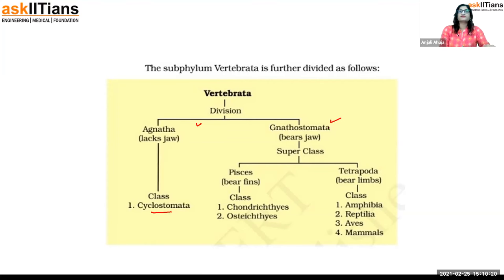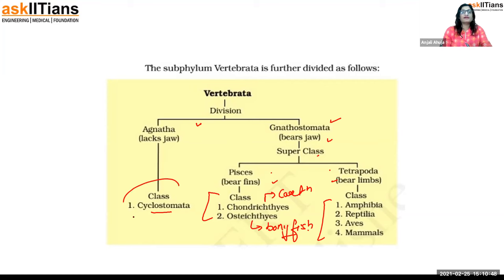So now I'm mentioning. Gnathostomata is actual vertebrata which used to having jaw, and they are having two superclasses, Pisces and Tetrapoda. They are having fins, they are having limbs. Tetra means 4 feet. I have told you these categories earlier, that Pisces, they are of two types, bony fishes and cartilaginous fishes. Chondrichthyes, they are known as cartilaginous fishes, and osteichthyes, they are known as bony fishes.